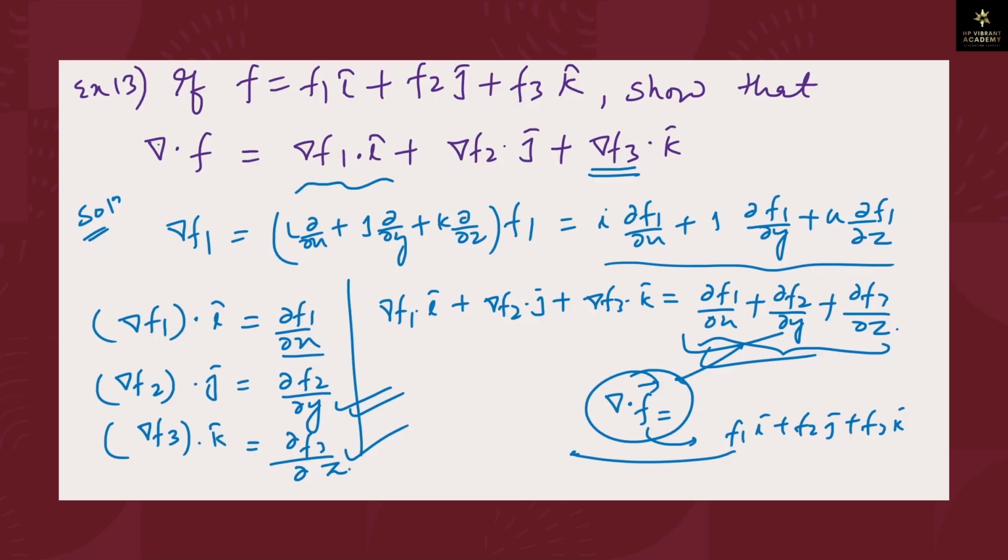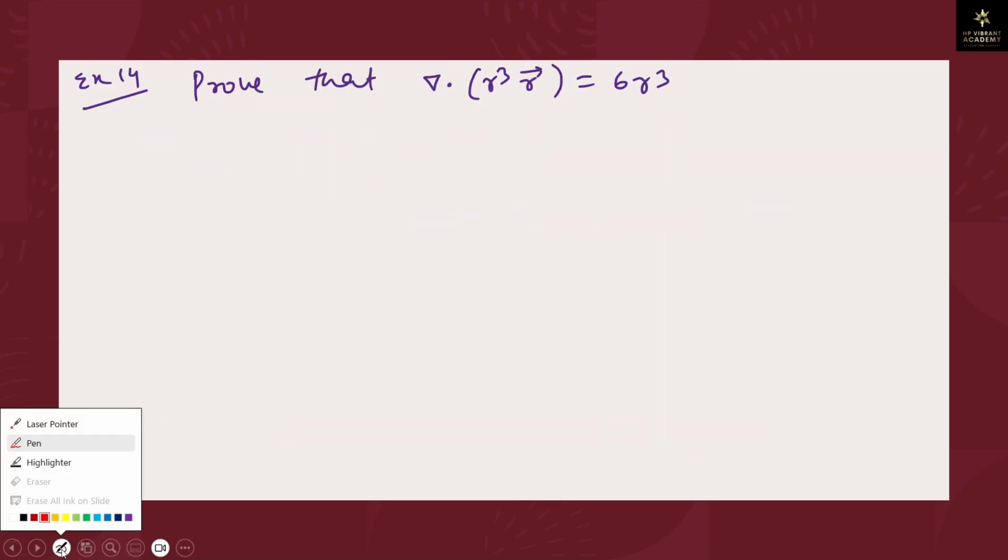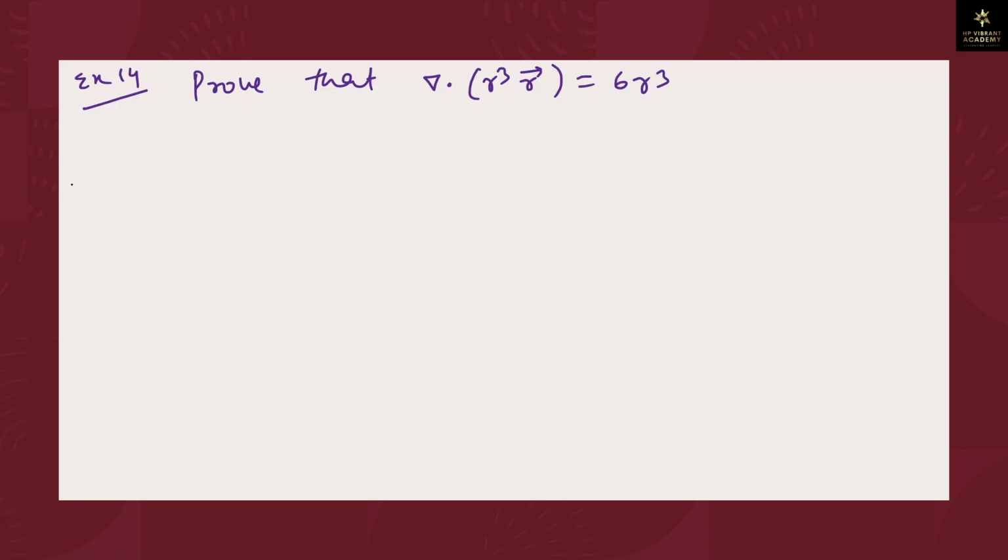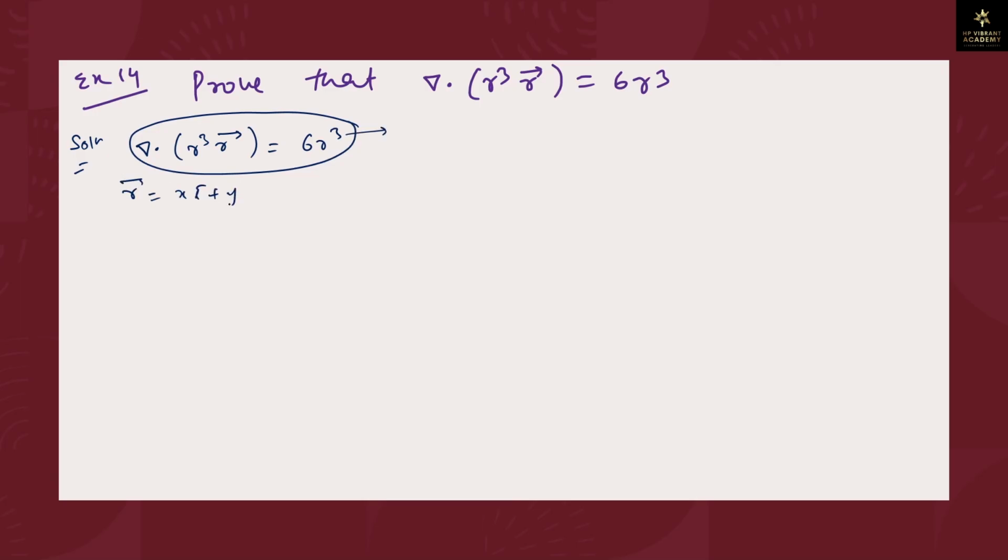Now let us discuss question number 14. How can we solve this? So we have del dot r cube r vector is equal to 6r cube, which we have to show. Let us take the r vector as x i cap plus y j cap plus z k cap. Then del dot r cube r vector is equal to i ∂/∂x plus j ∂/∂y plus k ∂/∂z dot r cube.